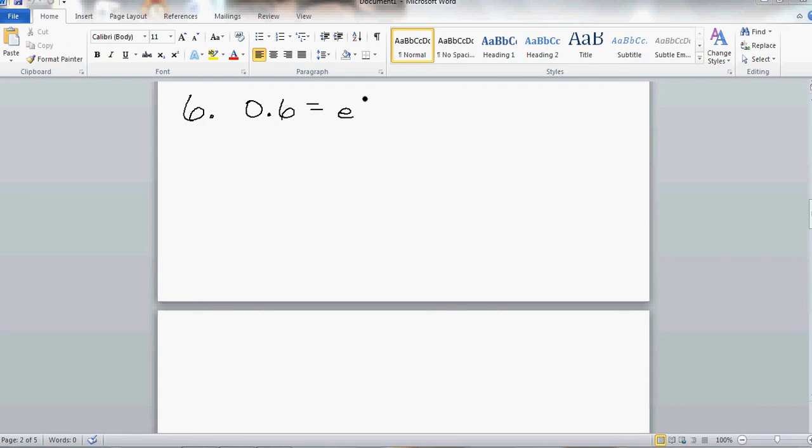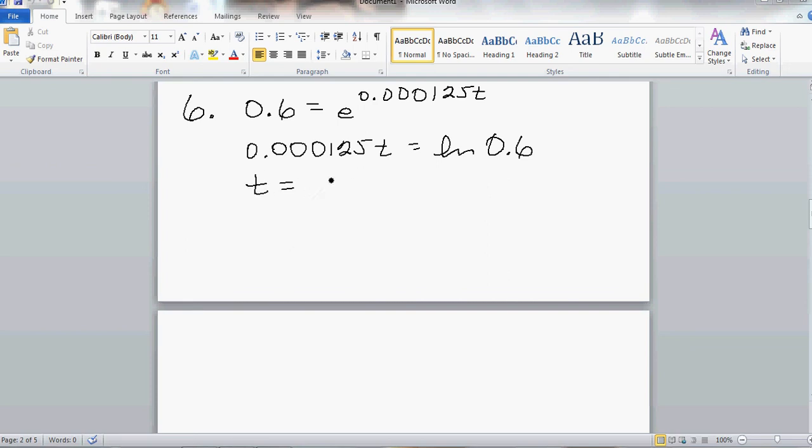equals e raised to the negative 0.000125t. Take the natural log of both sides, so negative 0.000125t equals the natural log of 0.6, and divide both sides by negative 0.000125. So we get the natural log of 0.6 divided by negative 0.000125, which equals approximately 4,087 years.